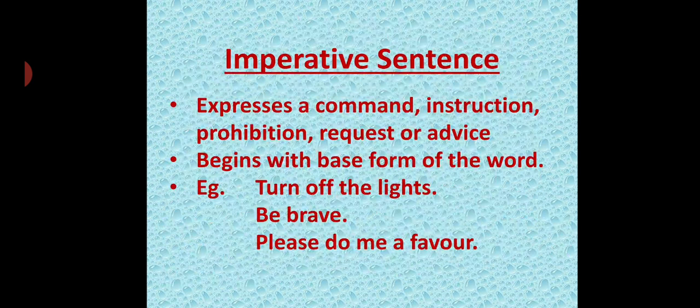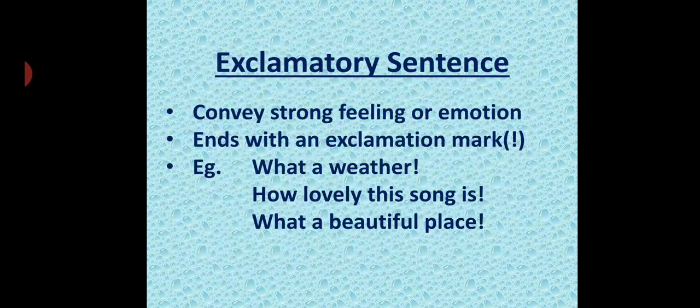For example, go to school. It is an imperative sentence in which we are giving some command. But if I write going to school or gone to school, they are not imperative sentences. The fourth type of sentence is the exclamatory sentence.